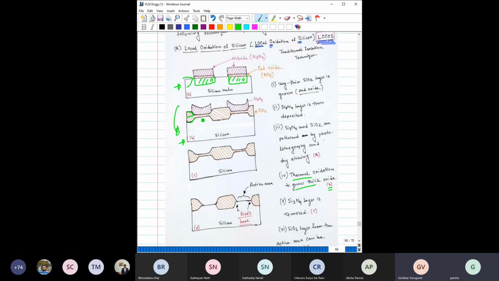So you can clearly see this structure will look something like this. This region you have an oxide, this region you have an oxide, this region you have a thick oxide. These oxides are called the field oxide. Maybe on top of this oxide you can actually take one of the contact lines.